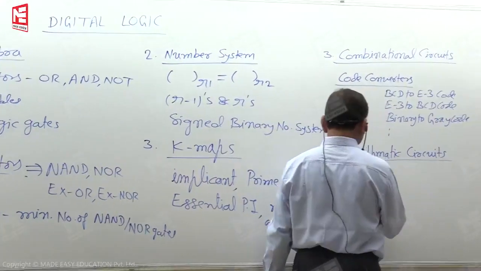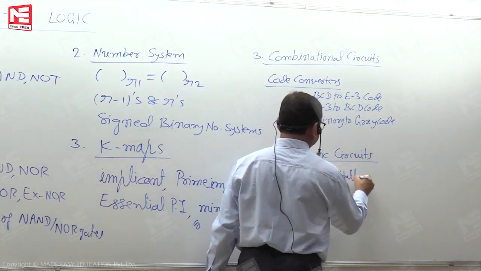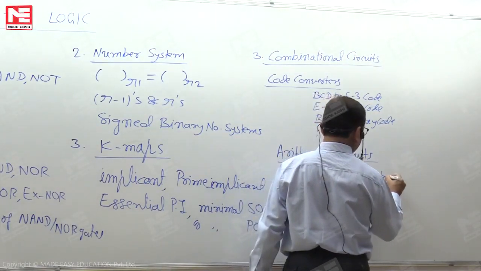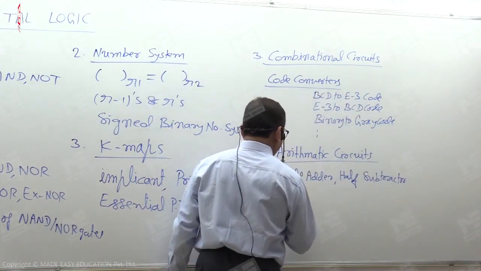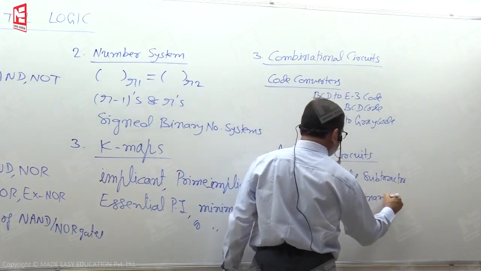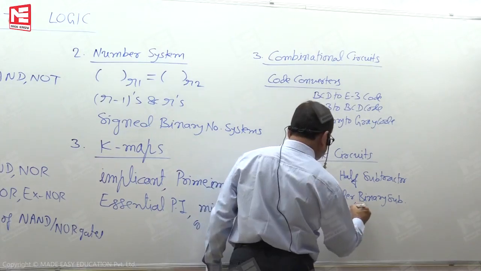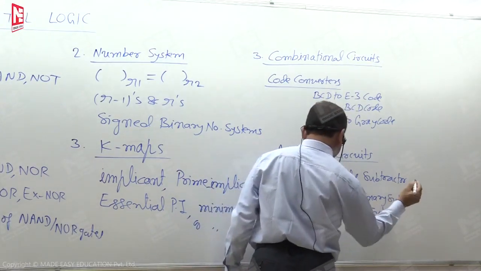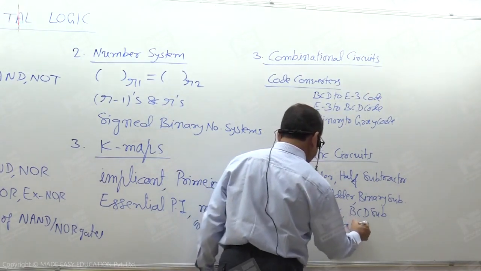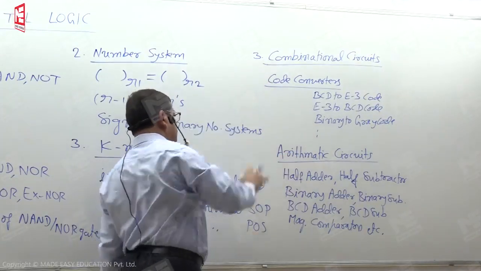So under the heading of these arithmetic circuits, as I said, we'll be discussing adder, subtractor, binary adder, binary subtractor, BCD adder, BCD subtractor, magnitude comparator, etc. These things we'll be discussing under the heading of these arithmetic circuits as a subtopic of these combinational circuits.